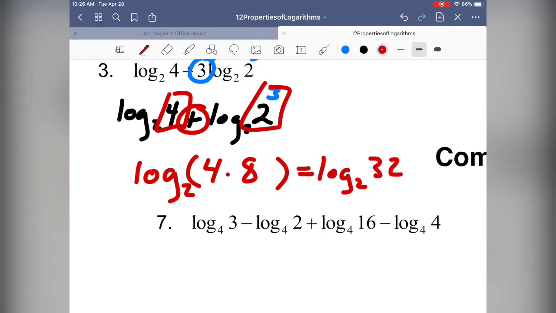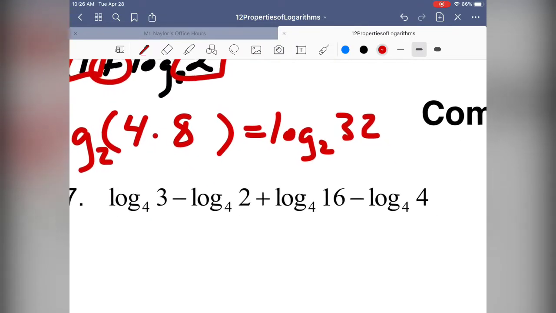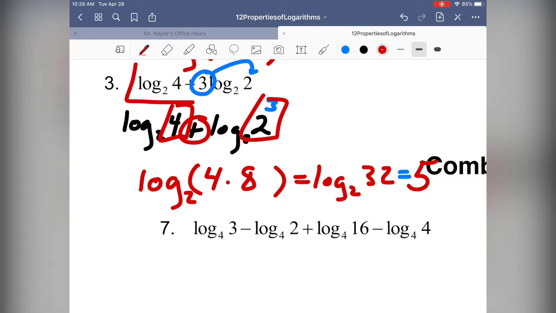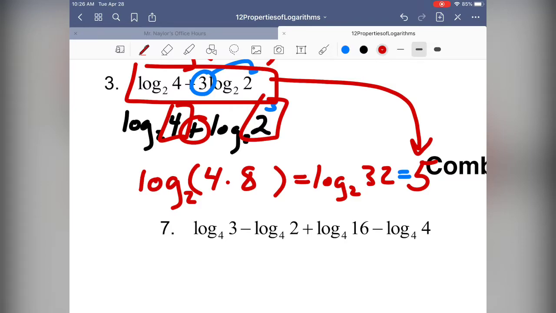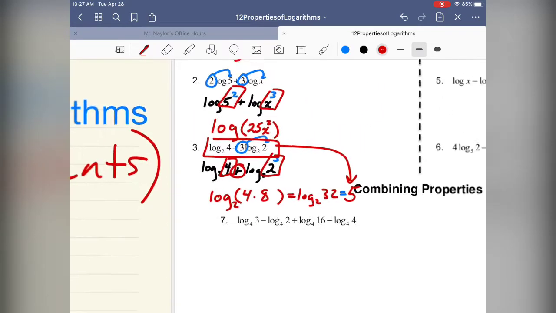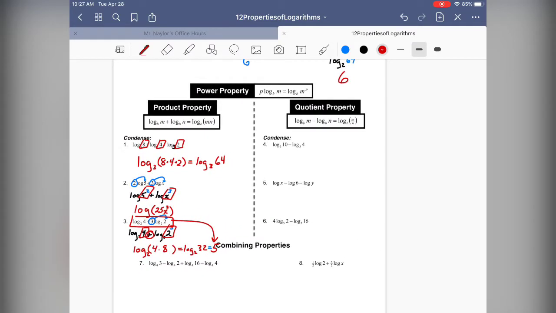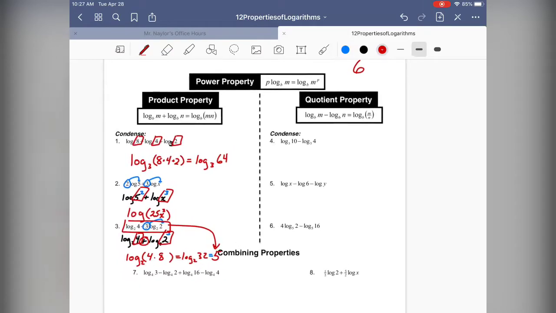There are going to be some problems where, because of the numbers that are given, you're actually able to calculate the final value. What do I mean calculate? Remember from yesterday, 2 to what power equals 32? Yeah, you're actually able to calculate that to be the number 5. And so we're able to take this logarithm problem and simplify it the whole way down to be 1 final number, the number 5. That's the product property. The product property says when adding, you can multiply.